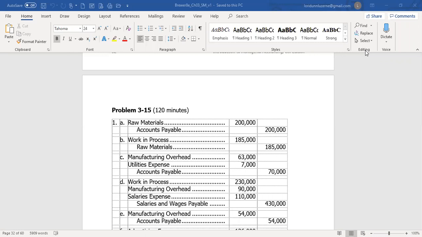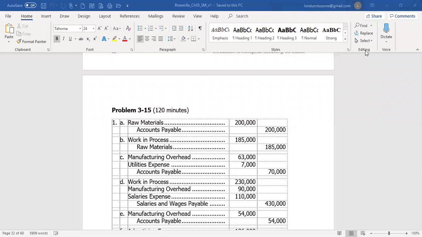The first thing we're going to do is prepare journal entries for each one. And that's what you see in front of us. So this takes us back to our Accounting 101. And if you need to go back and practice debit and credit rules, now's the time to do it. Raw materials purchased on account, $200,000. So we're going to debit the asset, increasing raw materials inventory, and credit accounts payable because they purchased them on account.